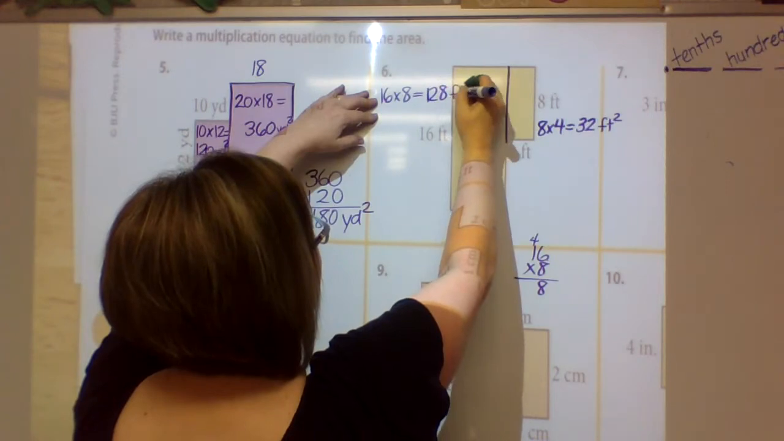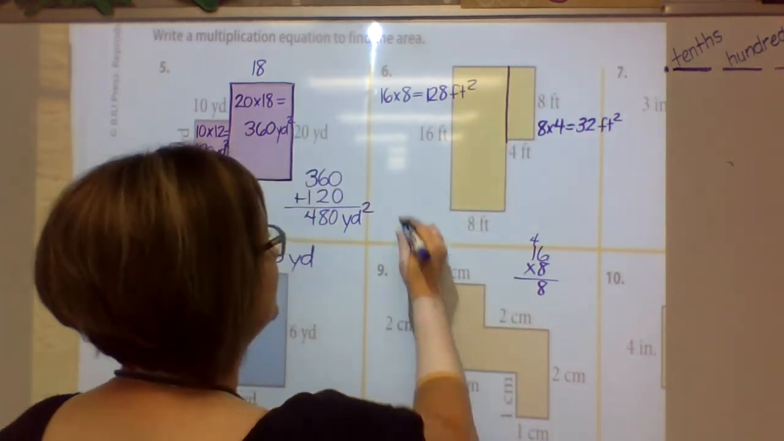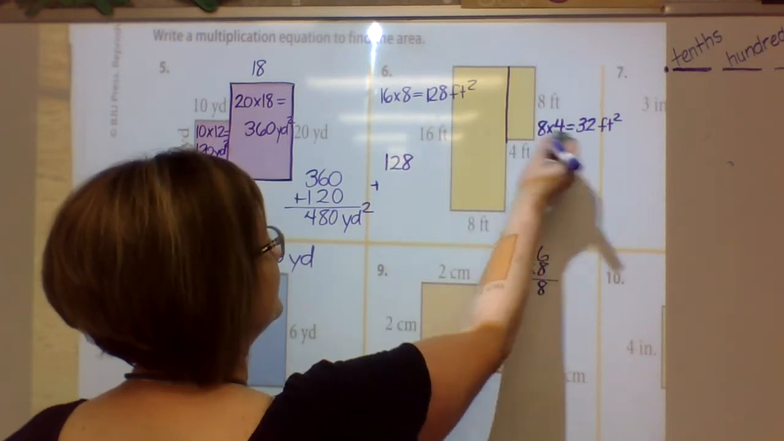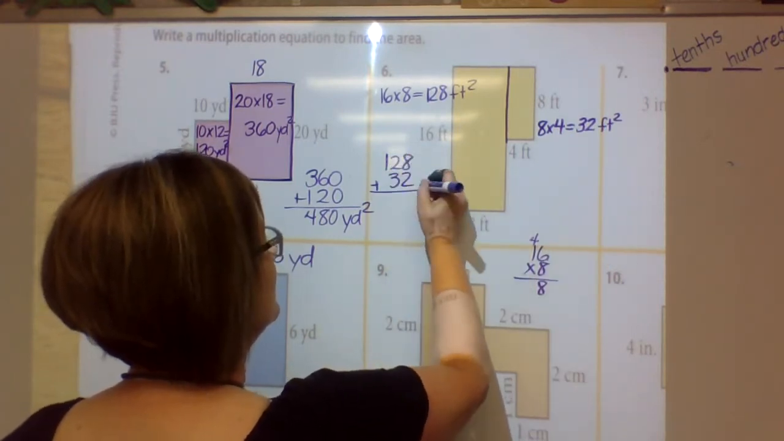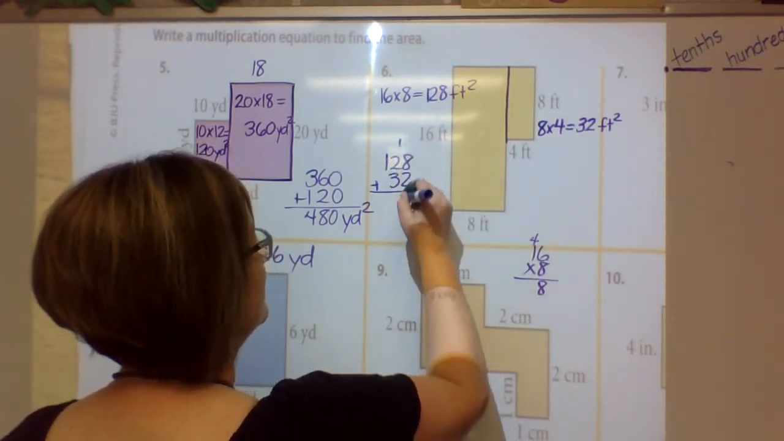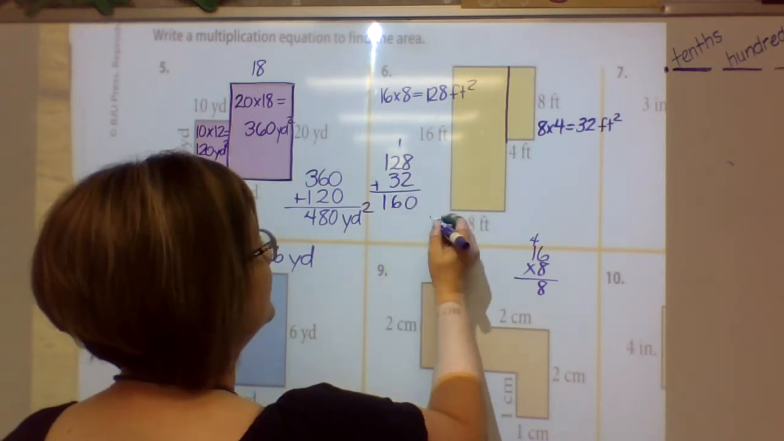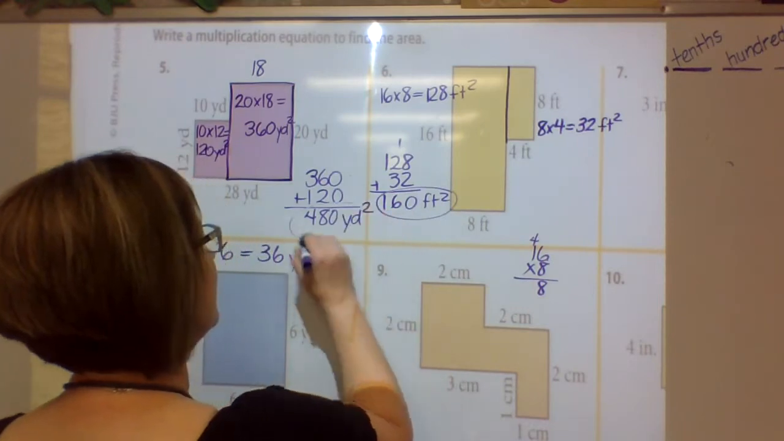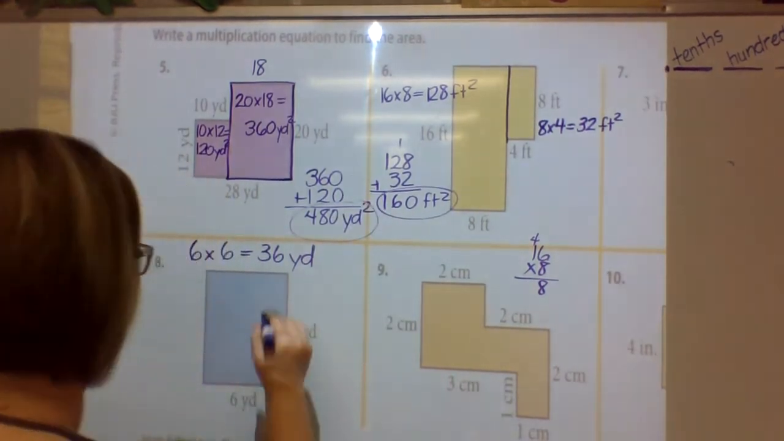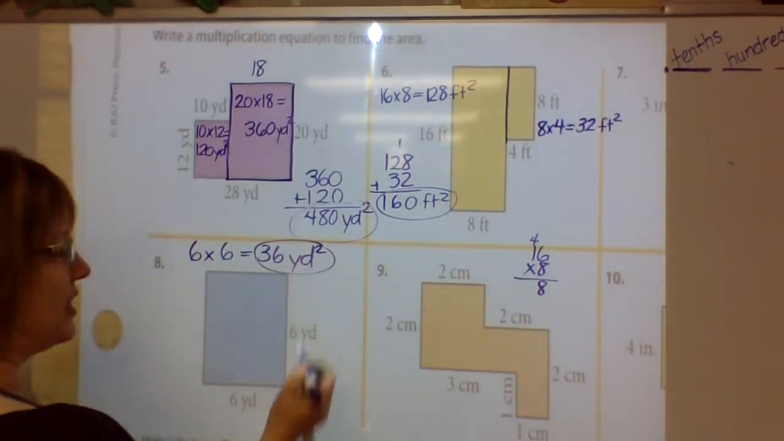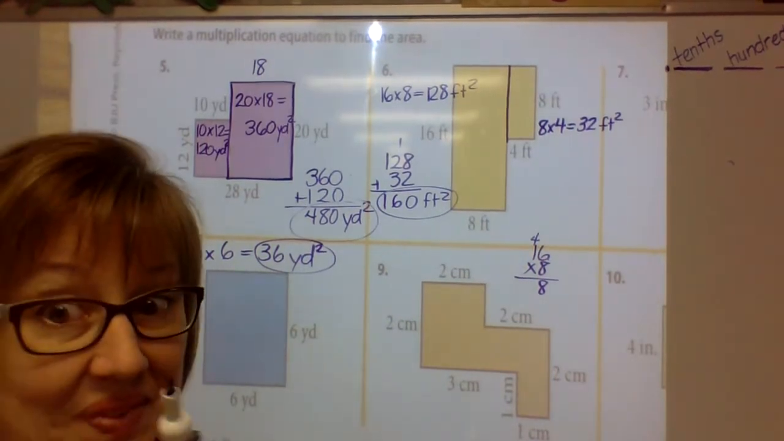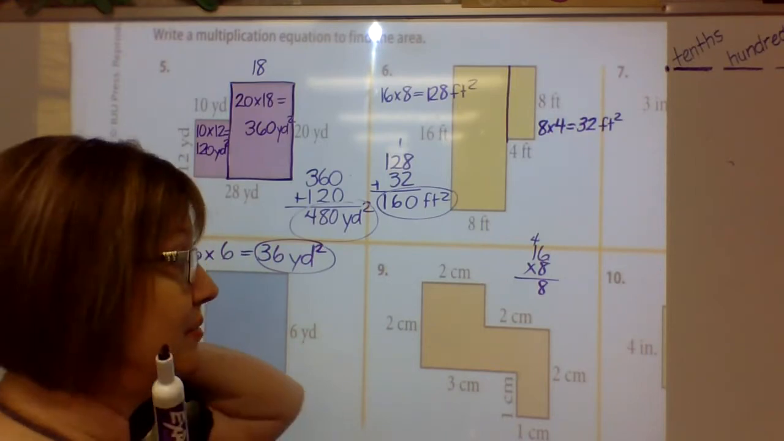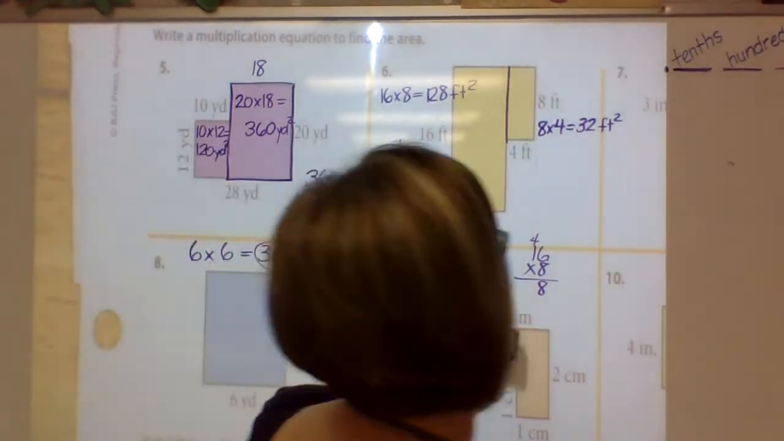128 square feet. Okay, so together we have 128 plus 32 equals 160 square feet. I'm going to circle these because these are our answers. This one was easy. Oops, I forgot the square. Did you catch that? Evan, I bet Evan caught that. Square yards. Or Demetrius. I bet one of them caught it.